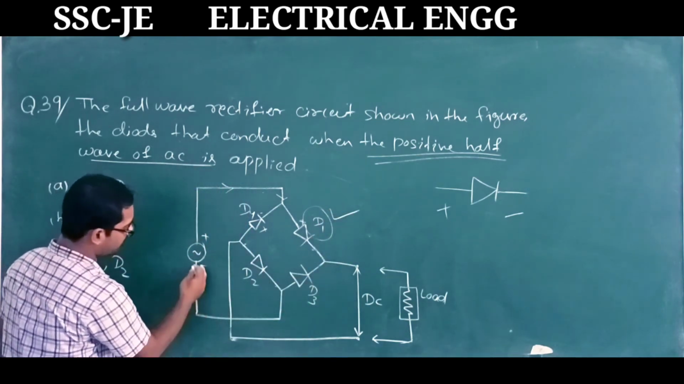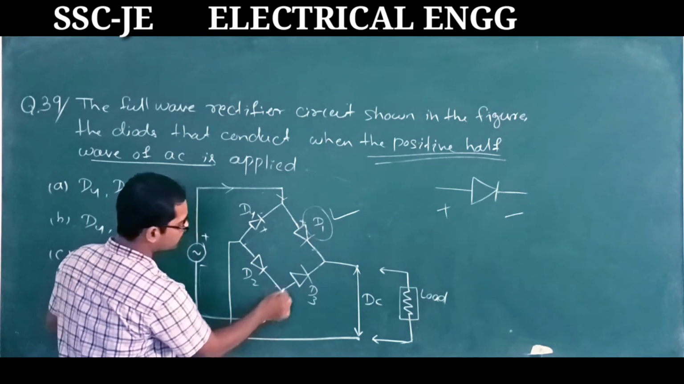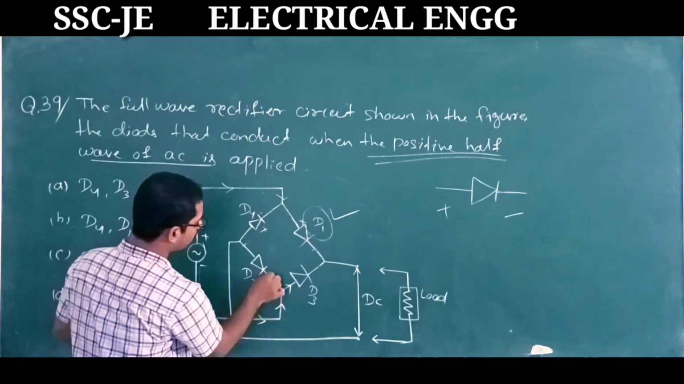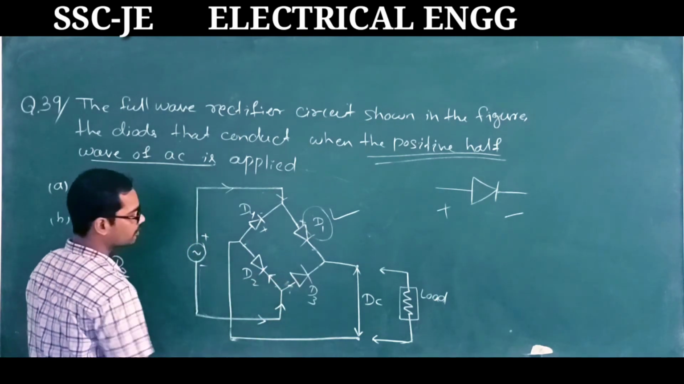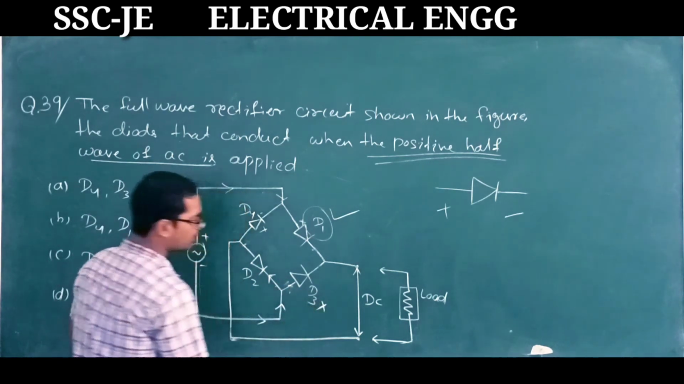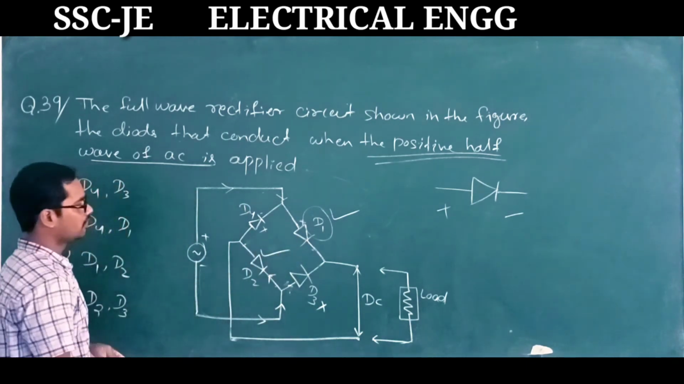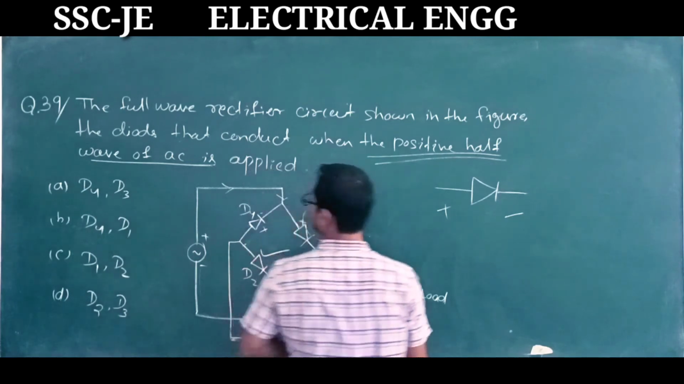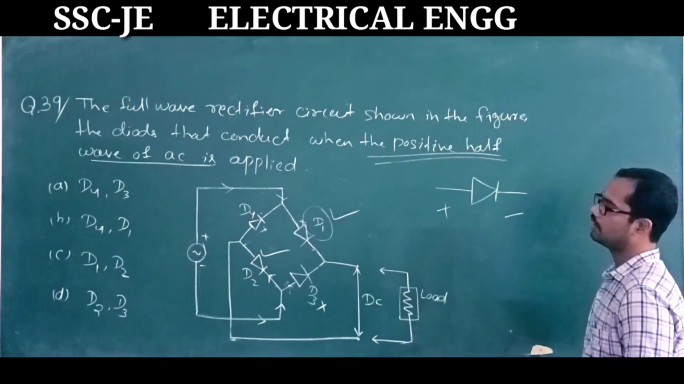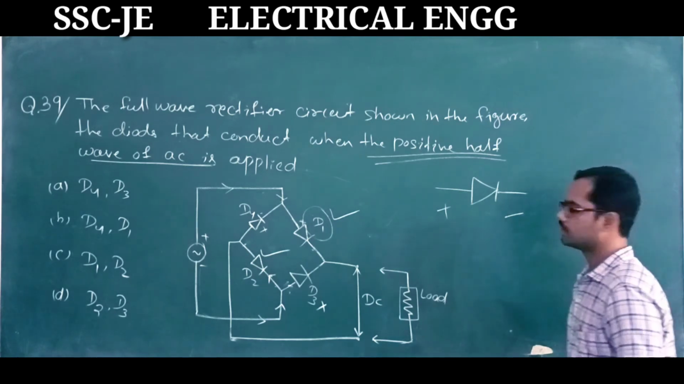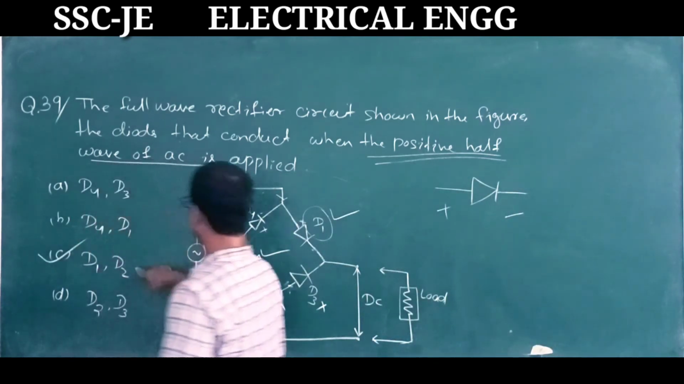Then comes the negative supply. If the negative supply is coming here, this one is negative, so this one is positive, so this will not be forward biased, so only D2 will be forward biased. From the options, D4 D3, D1 D4, D1 D2, D2 D3. So your option C is the correct answer, D1 and D2.